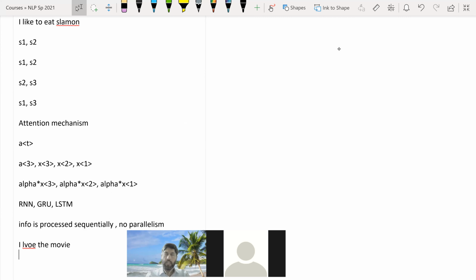So you first feed in I, then you feed in love, then you feed in the, and then you feed in movie. All this information cannot be processed all at once. So parallelism is not possible. So inherently RNN, LSTM, GRU are sequential in nature.